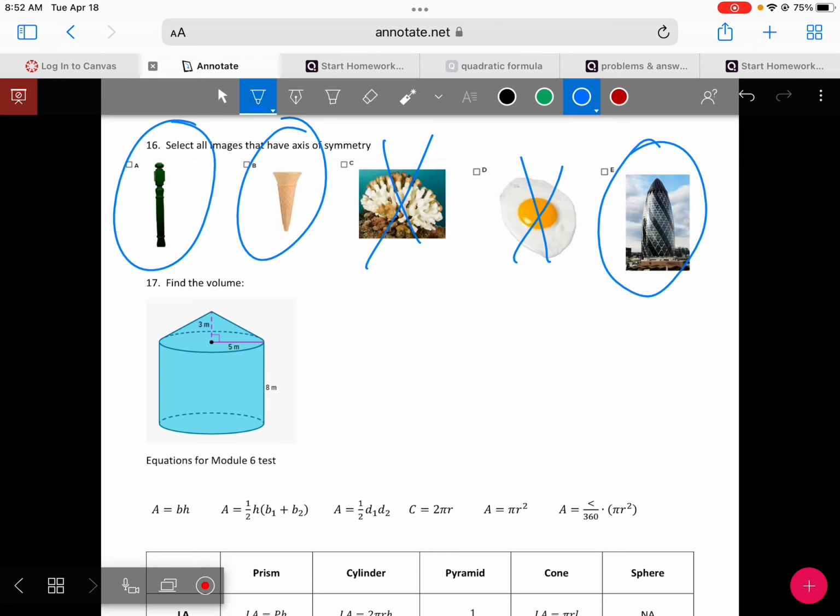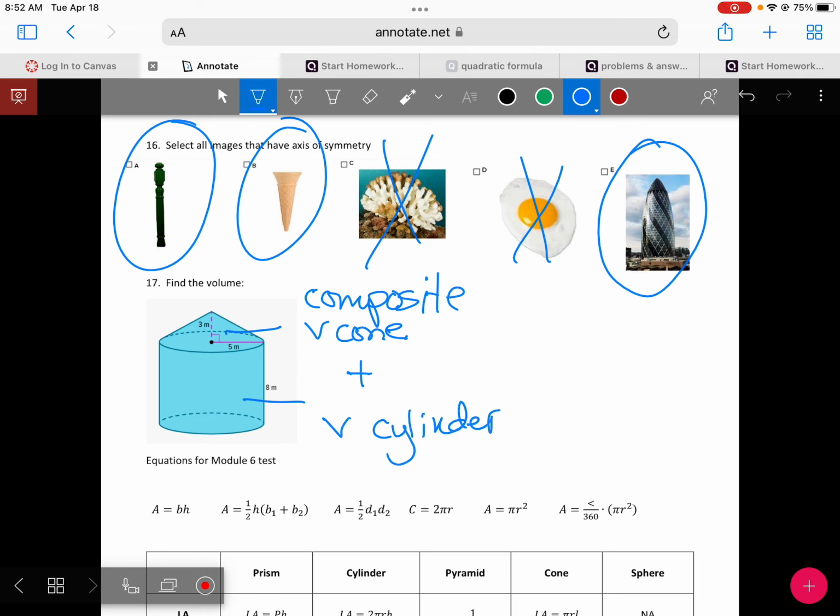Okay? This is what we call a composite figure down here. It is two shapes put together. If I am finding the volume, I would need to find the volume of this cone first, and I would need to add it to the volume of the cylinder. We're not really going to have time to work through it all, but the final answer should be 304.7 meters cubed. You need to show me some work, though.